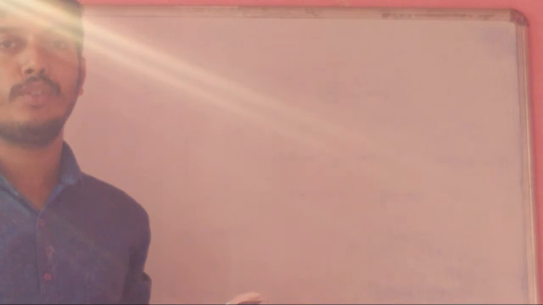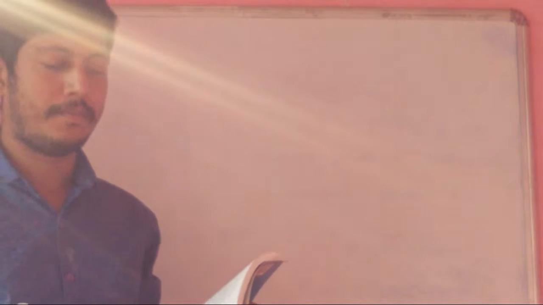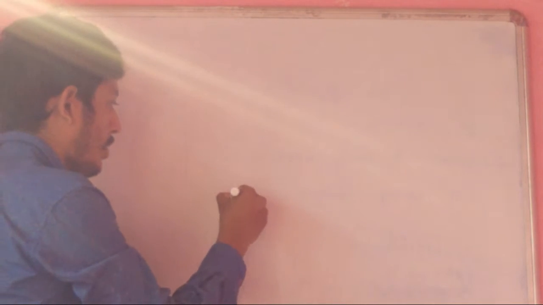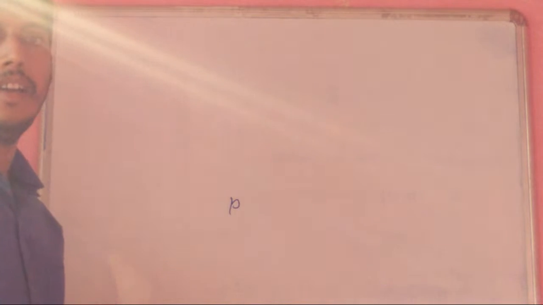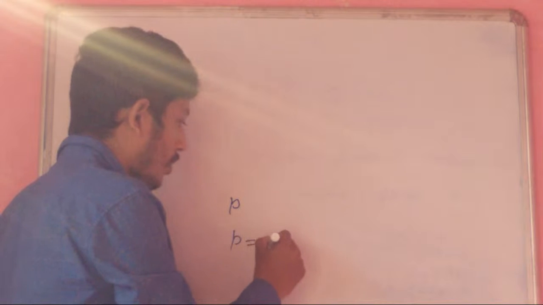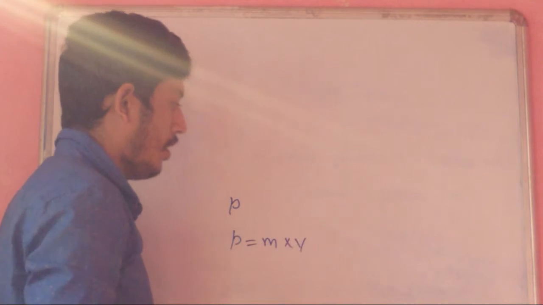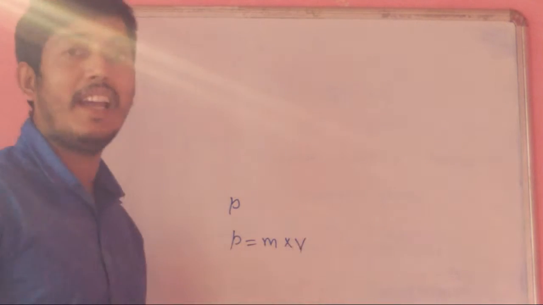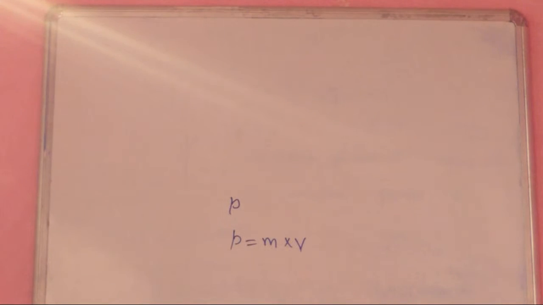Now, just comment me what is the SI unit of momentum. So the symbol used to represent momentum is small letter p, and the expression for momentum is p equals to m into v. Now comment me what is the SI unit of momentum?